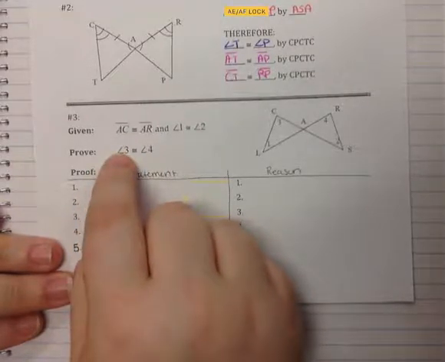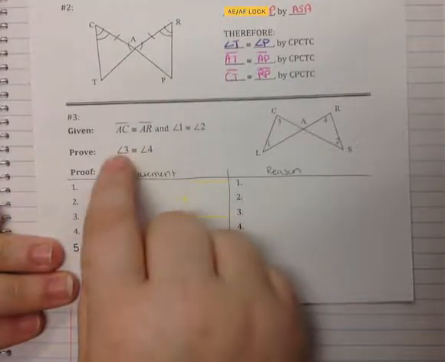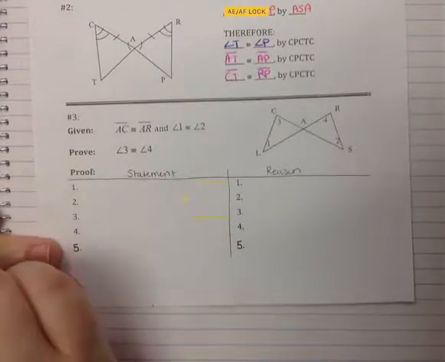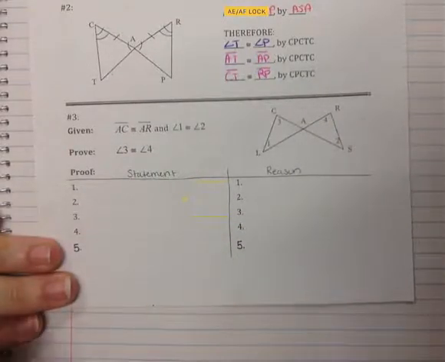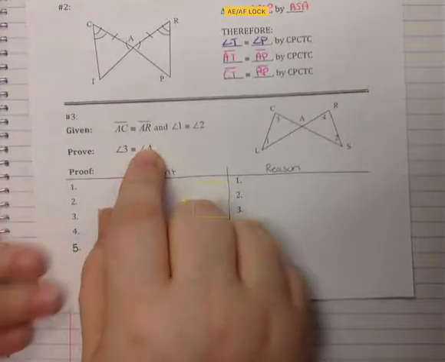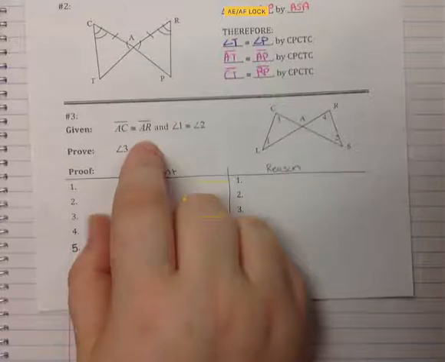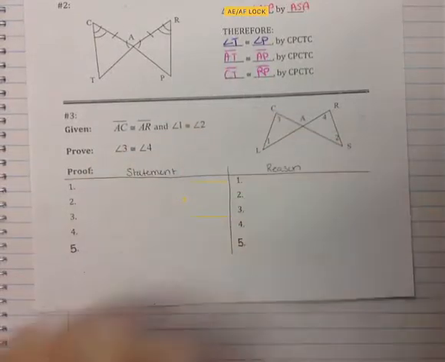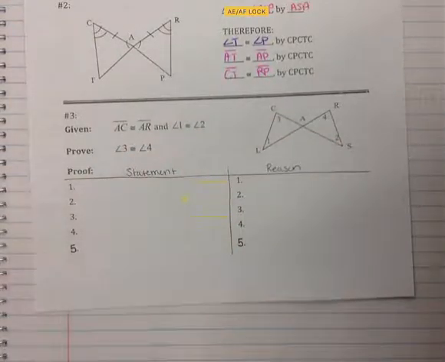Since this does not say prove triangles congruent, it says to prove an angle is congruent to an angle, we must prove that triangles are congruent first, because this is going to be a corresponding part. So once you have that the triangles are congruent, you can prove that any corresponding part is also congruent. So we must always prove that the triangles themselves are congruent first.